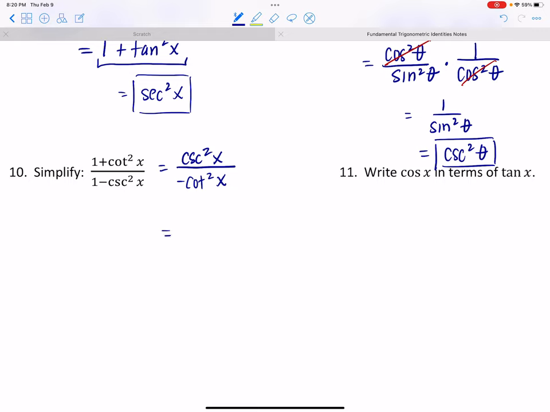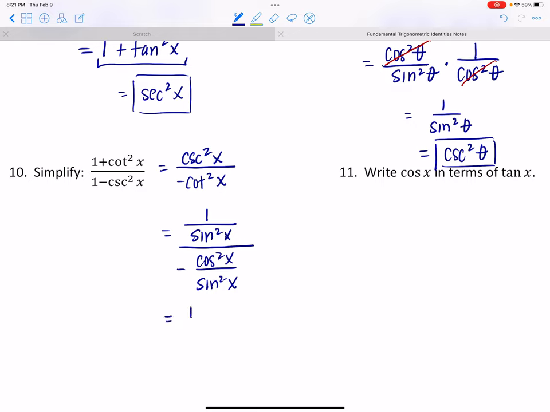Cosecant is the reciprocal of sine, so I'm going to make that 1 over sine squared of x. And then cotangent again is cosine over sine, so that's a negative cosine squared x over sine squared x. And we saw this happen just a little bit ago. I know I can rewrite this division as multiply. What's going to happen to those common denominators is they're going to cancel.